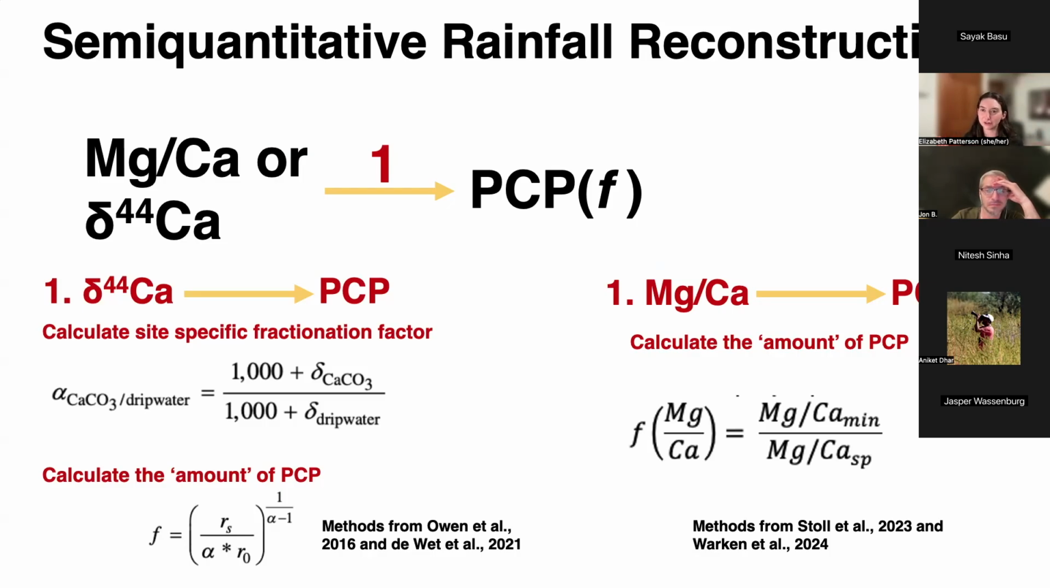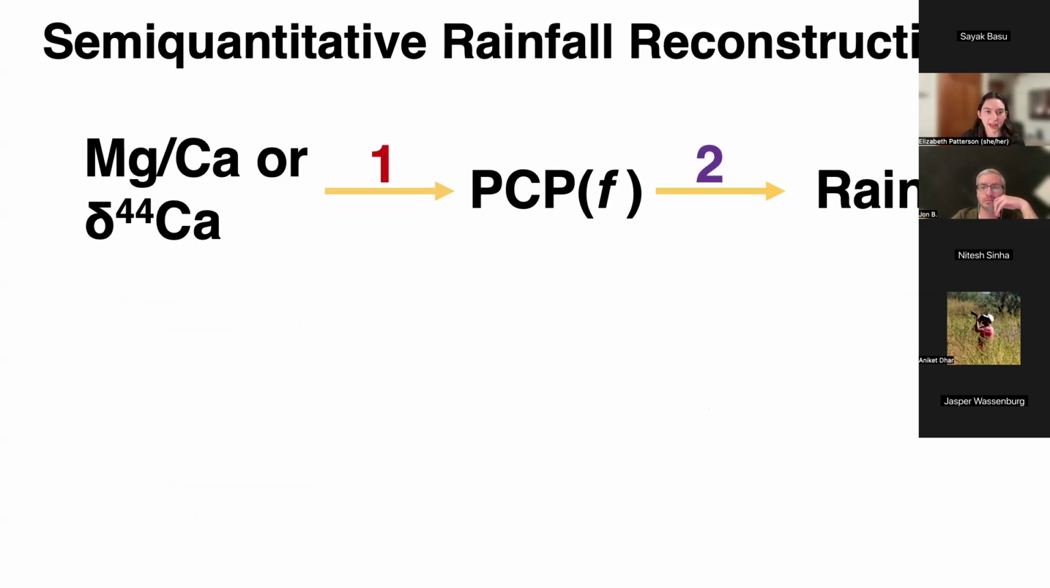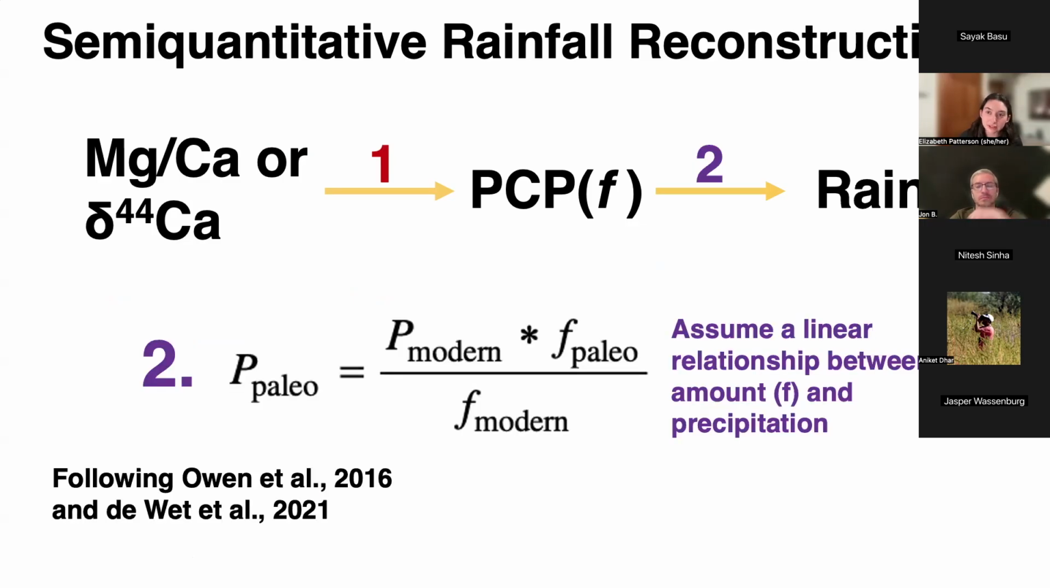These methods aren't new, so I'd encourage you to check out the papers I have cited if you want to know more. And then step two, this is where one of the big assumptions is made: you assume there's a linear relationship between precipitation amount and PCP amount. So for example, if rainfall has decreased by 50%, you would expect a 50% change in PCP amount.